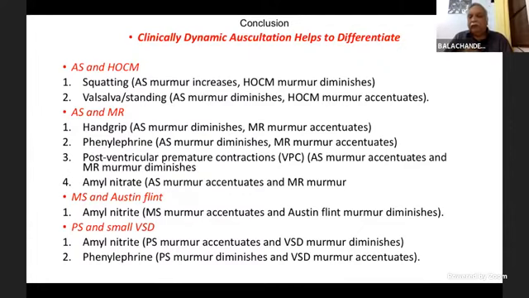I forgot to mention that, but this is only with amyl nitrate or phenylephrine. PS murmur will accentuate, VSD murmur will diminish. And if with phenylephrine, PS murmur diminishes and VSD murmur accentuates.